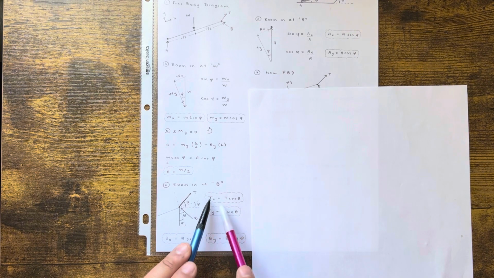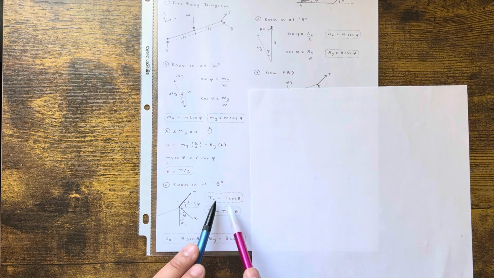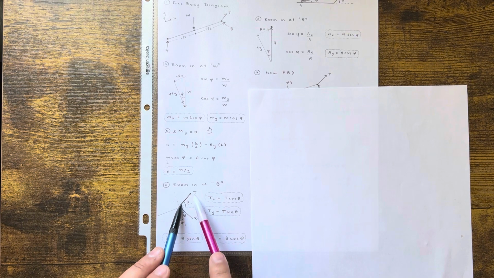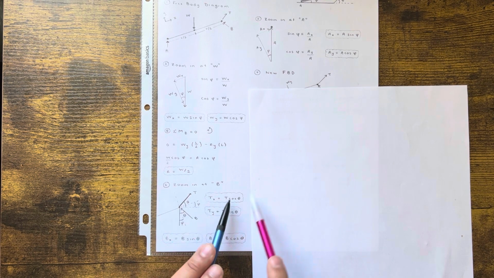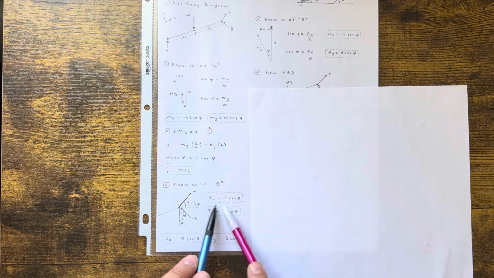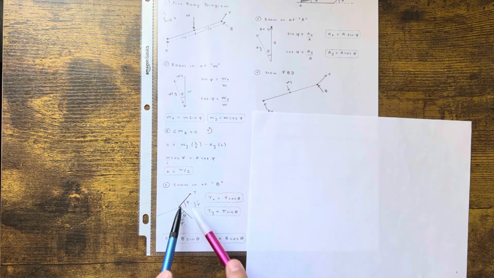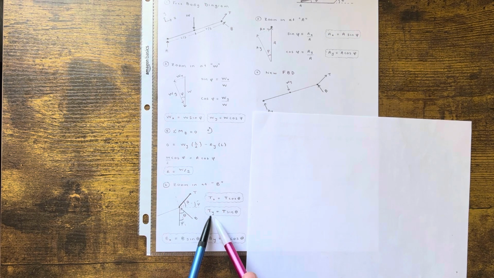Focus on this theta. Well, tx is just t cosine theta, right? So cosine theta is equal to adjacent, which is tx over hypotenuse t. But then move t to the other side, you just get tx is equal to t cosine theta, okay? Same with ty, right? So sine theta is equal to opposite ty over hypotenuse t. So then solve for ty, you get ty is equal to t sine theta.